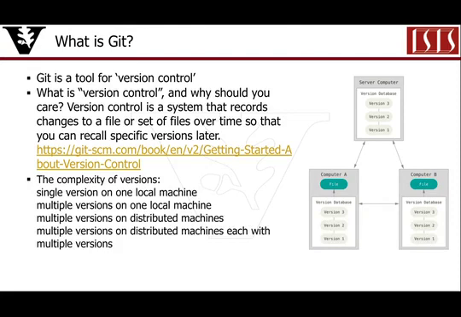So the very first question is, what is Git? As I just mentioned, Git is for version control. You can say it is a tool or a service. The first question would be, why do we need this kind of version control?